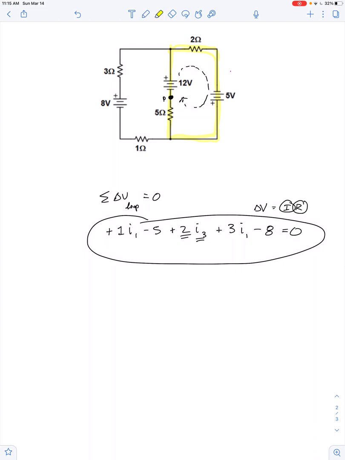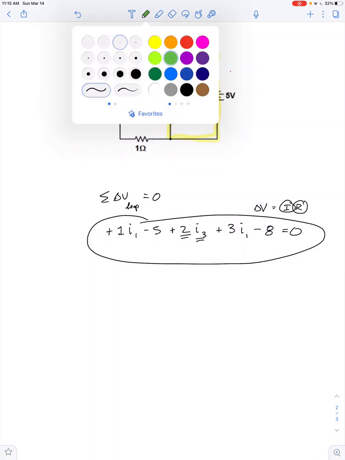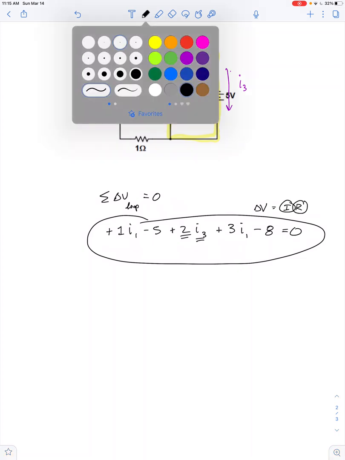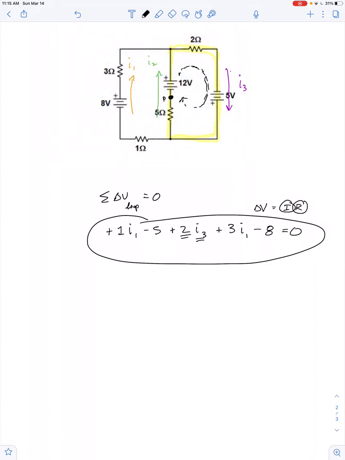Okay, keep in mind, we've already guessed the currents. We've already stated that I2 flows up through the 5 ohm resistor. We've already chosen that I1 flows upward through the 3 ohm resistor. And we've already decided that I3 flows downward through the 5 volt battery. So as we trace a path clockwise from point P back to point P, what's the first thing we encounter? The 12 volt battery from the negative to the positive terminal. So that's a gain. That's plus 12 volts.